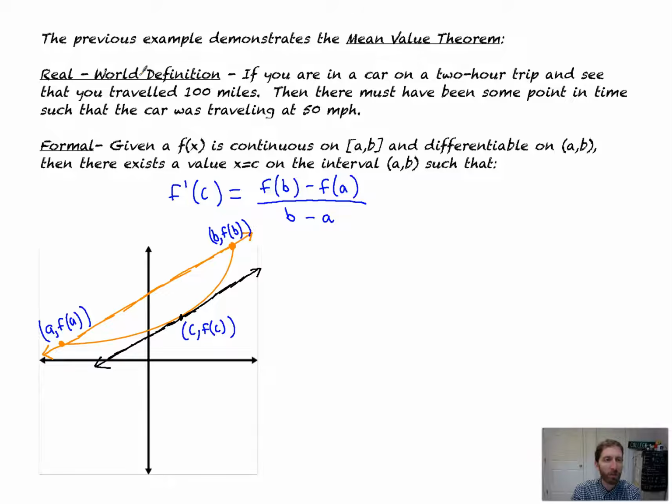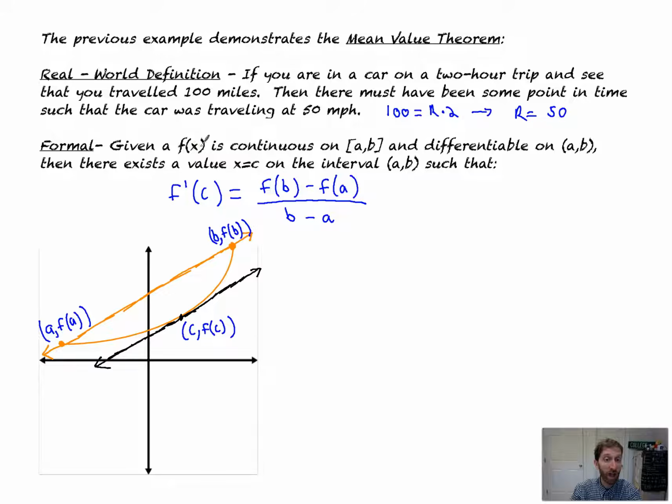All right, so a real world definition. If you were in a car on a 2-hour trip and see that you traveled 100 miles, then there must have been some point in time such that the car was traveling at 50 miles an hour. Again, you traveled 100 miles for 2 hours, unknown rate. You solve by dividing by 2, and you'd have that the average rate was 50 miles per hour. So then at some point in time, your speedometer had to have been 50, even if you never looked down at it. Formally, here's the heavy stuff.